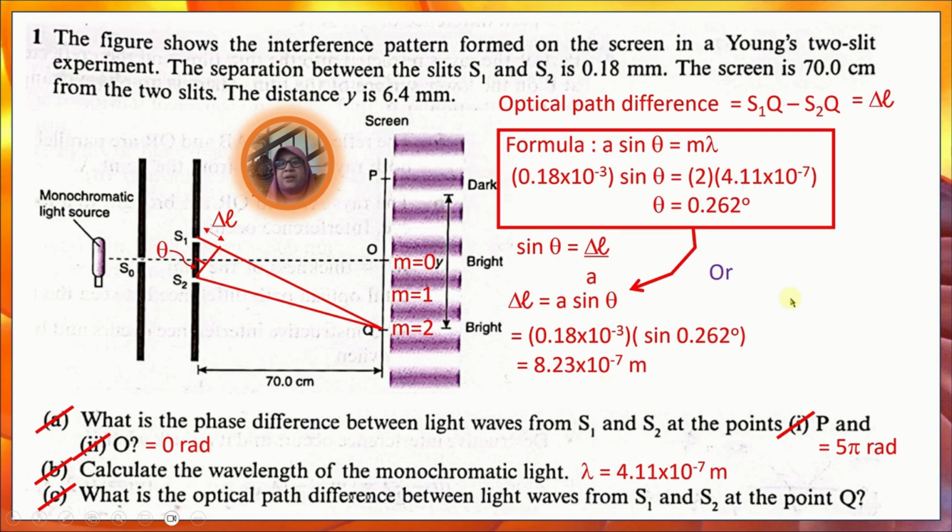Actually, we can also use another method where delta L also equals m lambda. We know m already, it's 2, and lambda was also calculated in B. So this is the shorter method. So 2 times the lambda calculated in B, and we get the same answer. Okay, now we go to question 2.